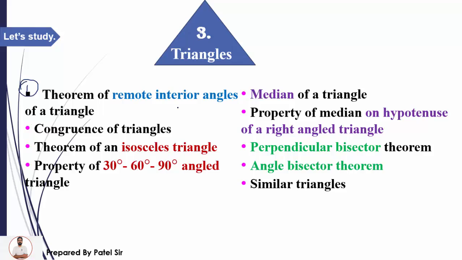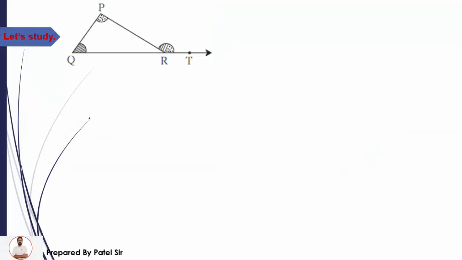So class, in this case you will study the remote interior angles. This is a very important part, remote interior angles of a triangle. So for that let us see the first part. This one is a triangle PQR. You can observe over here angle P is there, angle Q. These two have different types of notation. Here it is dotted and here angle Q is a line.